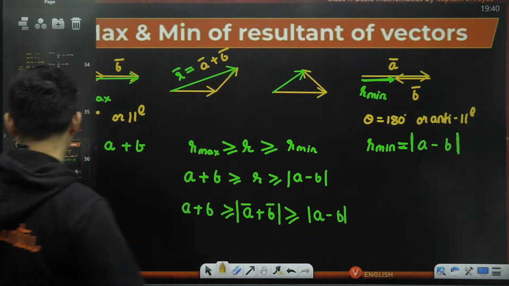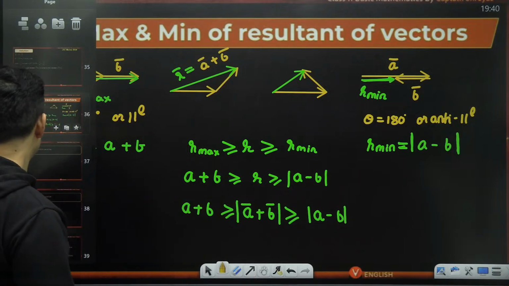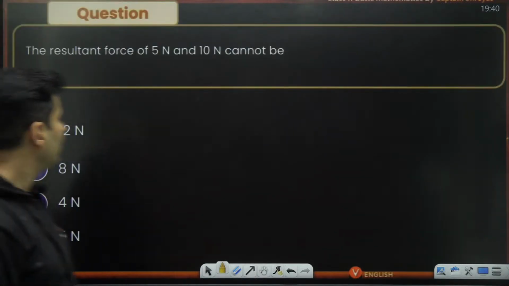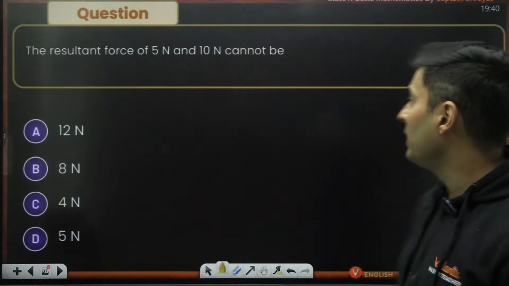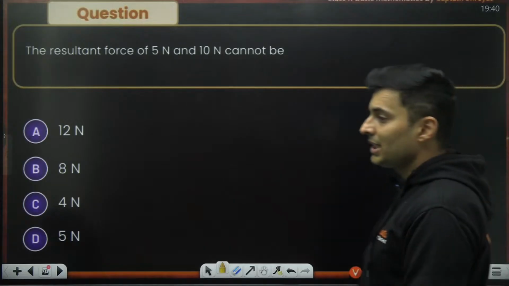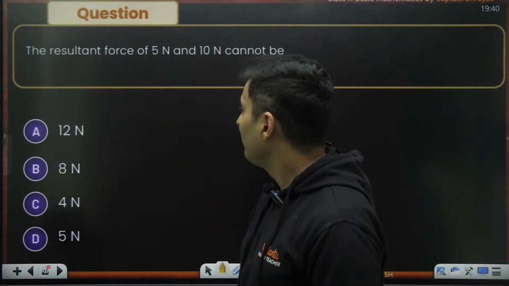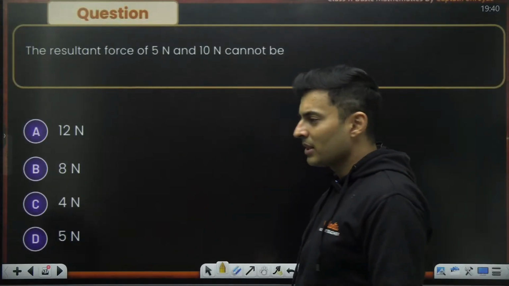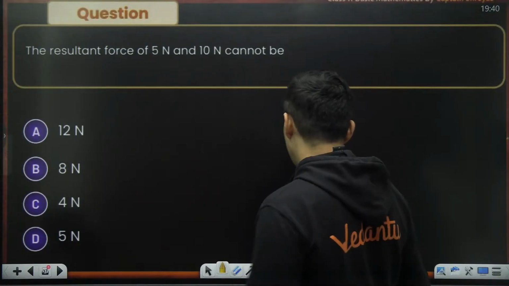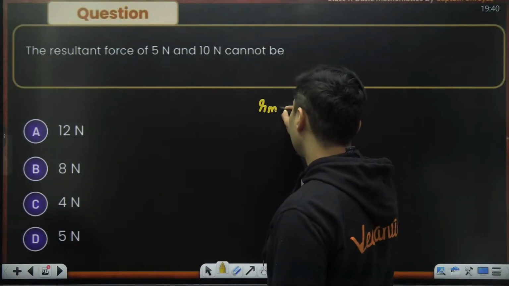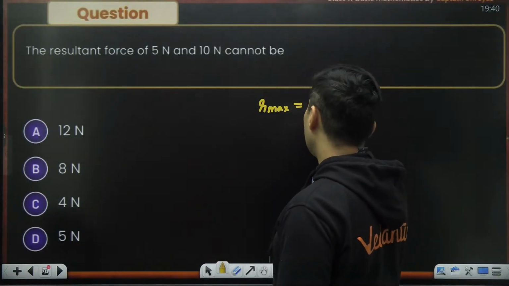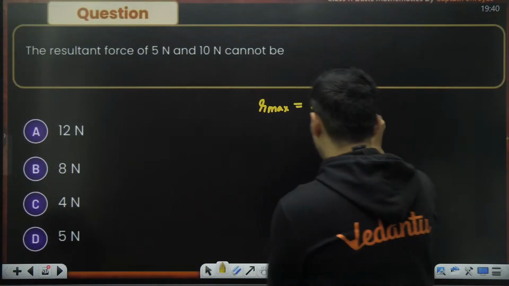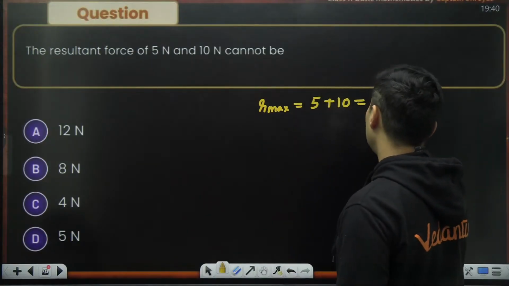All right. Let's see whether you can do this question. The resultant of 10 Newton and 5 Newton cannot be... Think about it. What can be the maximum value that is possible? You can have 5 and 10 together, so it will be 15.